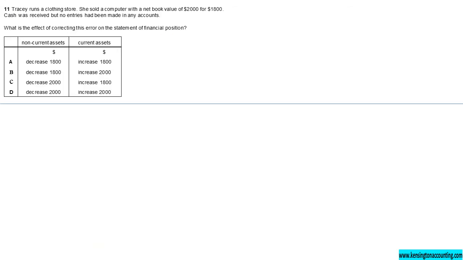Question 11. Tracy sold a computer at a net book value for 1,800. So the net book value is 2,000 and the selling price is 1,800. Therefore, it is at a loss. Loss was made. The payment was received for the sale, but no entries whatsoever were made regarding this particular disposal of a computer. The question is, what is the effect of correcting this error on the statement of financial position?